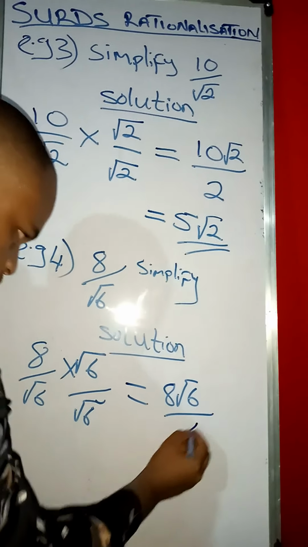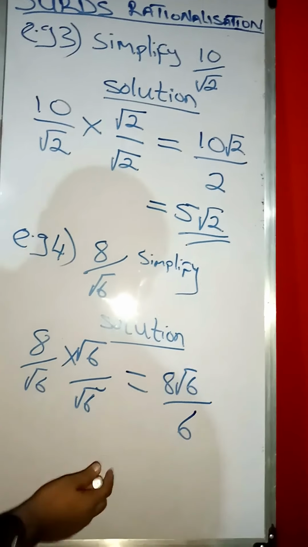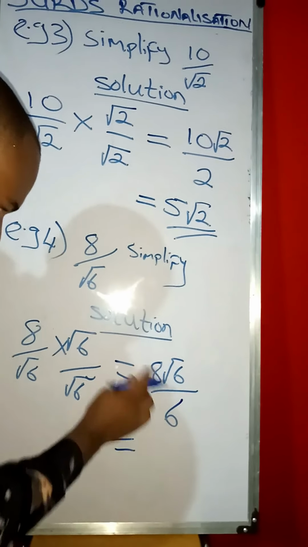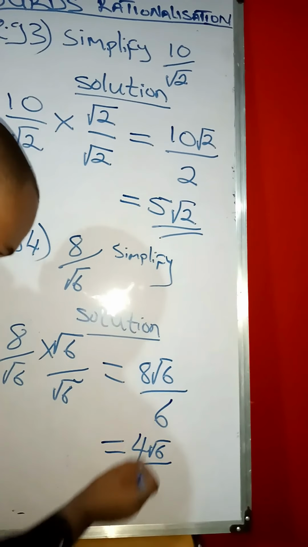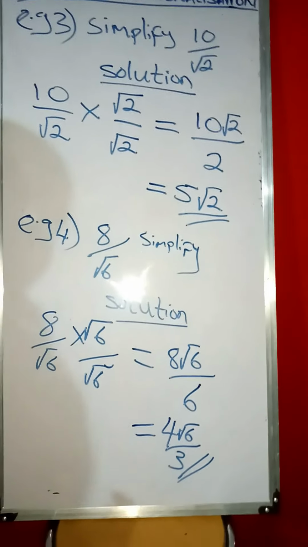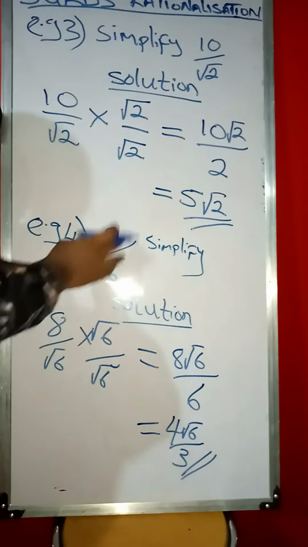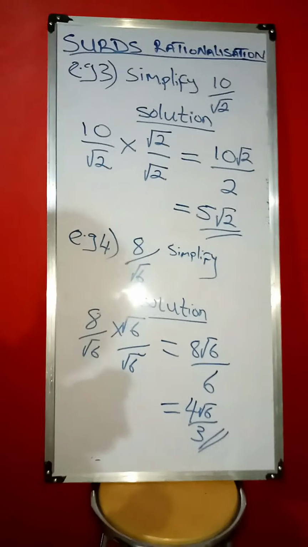Because we did this, it will just be what? 6. I can't leave my answer like this because I can simplify further. 2 into 8 is what? 4 root 6. 2 into 6 is what? 3. So it is 4 root 6 over 3. That is the final answer. So we succeeded in simplifying this.